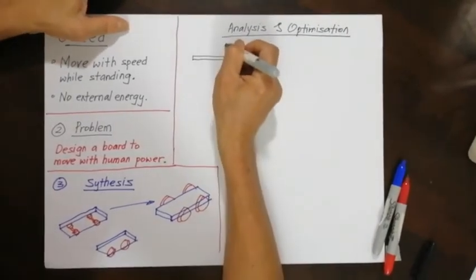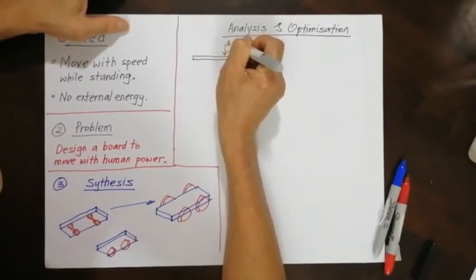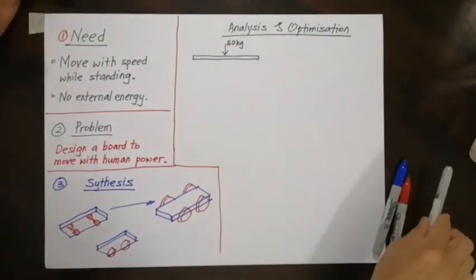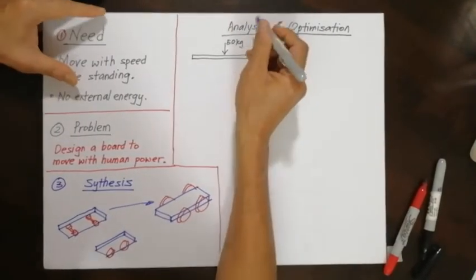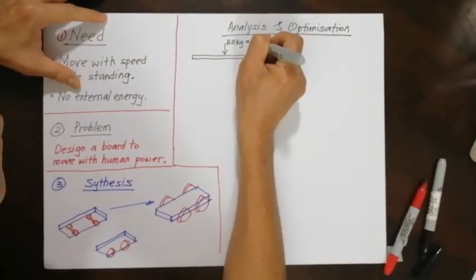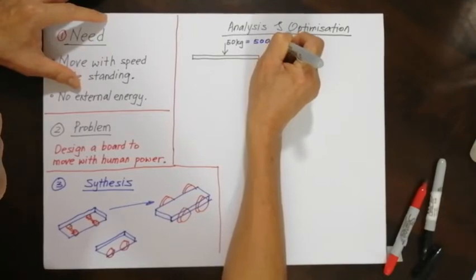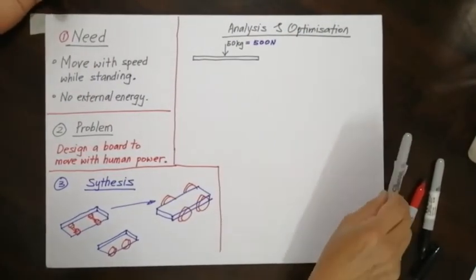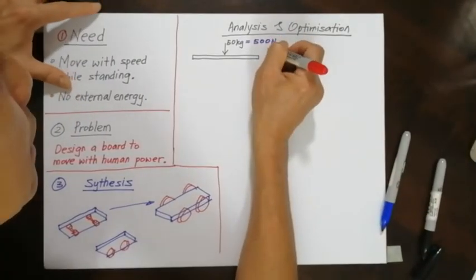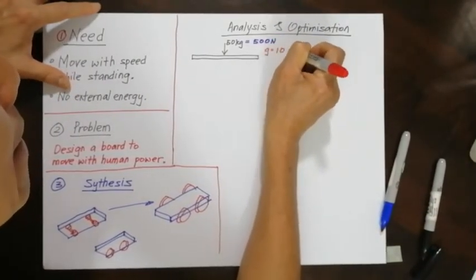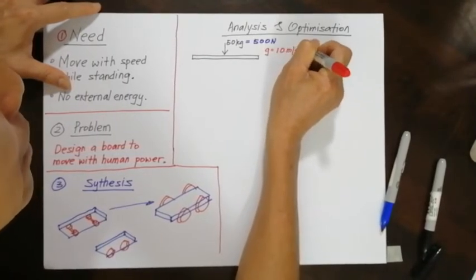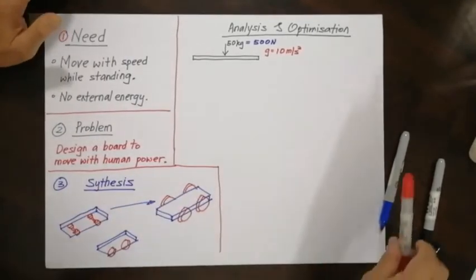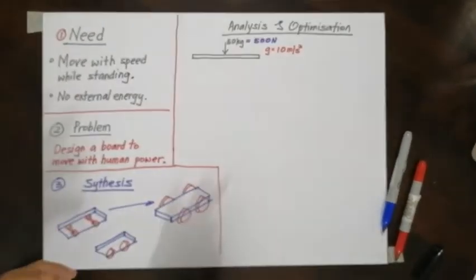and the guy standing on the board weighs 50 kg. And you know, in engineering we will not use kg, we use Newton. So that, let's say, is equal to 500 Newton. Why did I get 500 Newton? Because I assume g equal to 10 meters per second squared. That's an assumption.